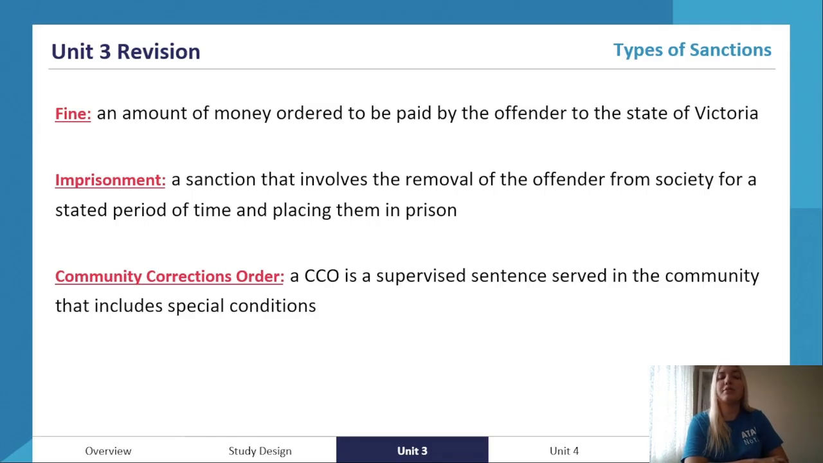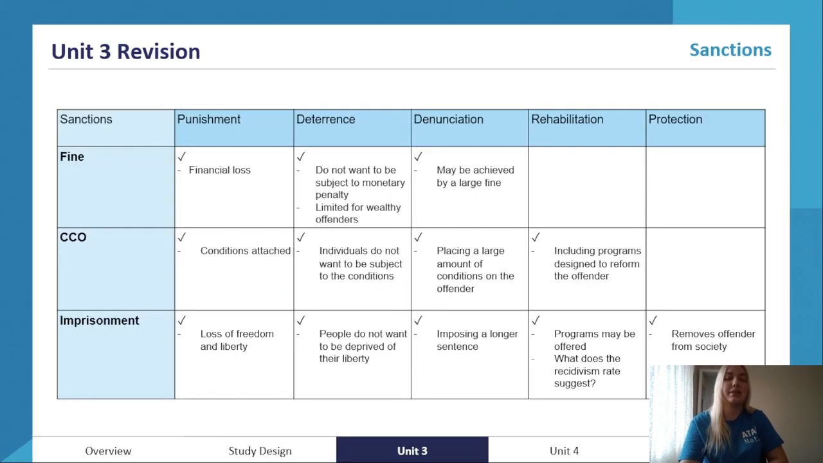Now, imprisonment is the most severe sanction, removing the offender from society for a stated period of time and placing them in the custody of the state prison. So, for each sanction, you need to be able to discuss how each purpose is achieved or is not achieved. So, have a table like this, hopefully with many more points than this, but you can have a read through this table as well in your own time.